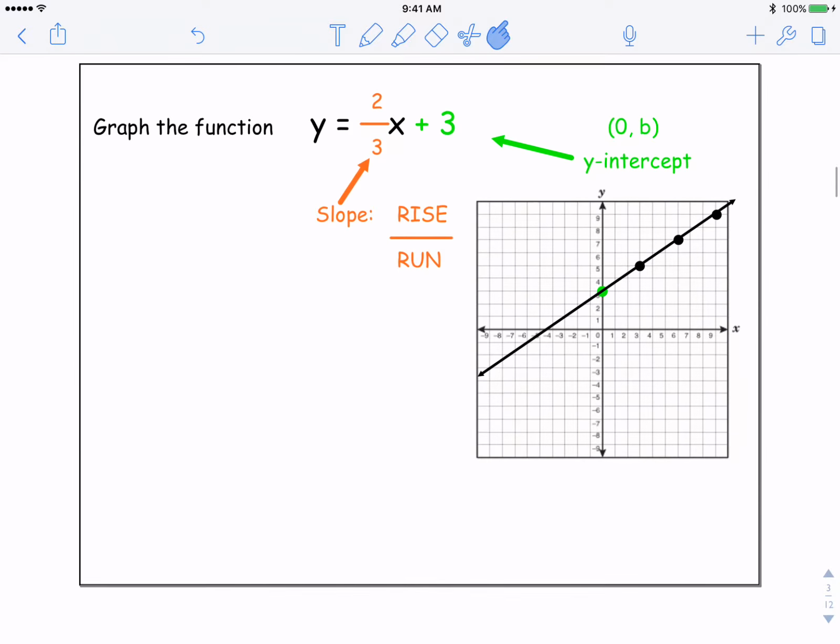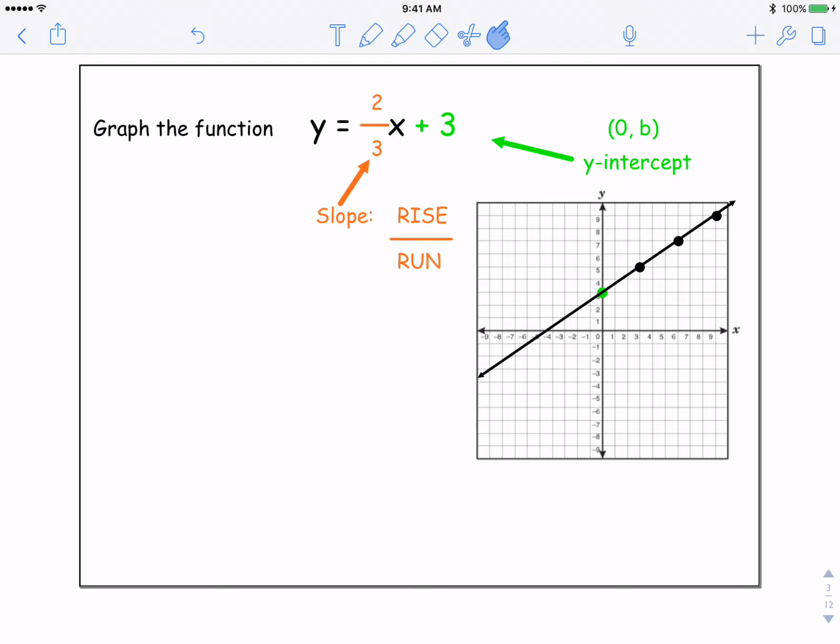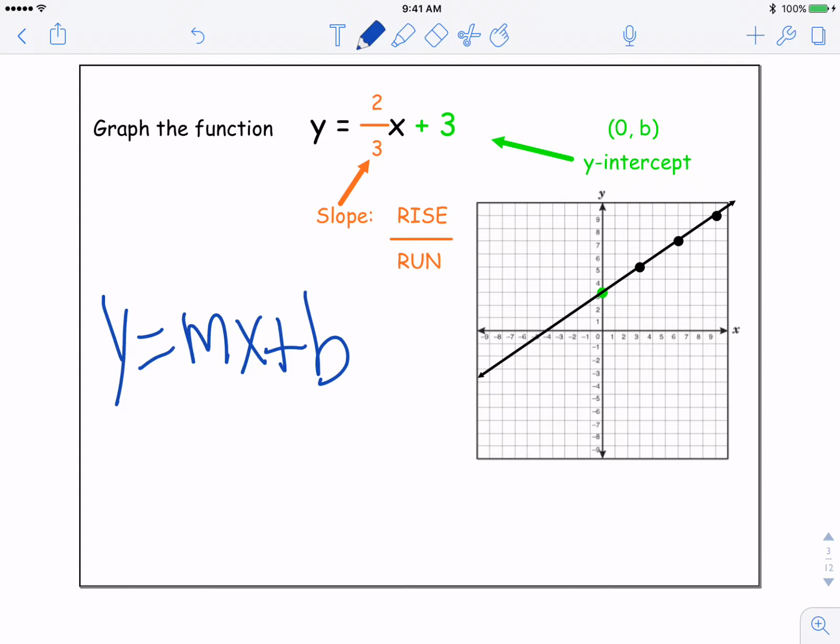So for our first example, graphing the function y equals 2/3 x plus 3. You can see in this equation that the 2/3 is the m value. That is our slope, which is also the rise over run. The plus 3 in green is the y-intercept. That is the b value. Because remember, we're following this form of y equals mx plus b, where the number that's attached to the x is the slope, and the number that's added on at the end is the y-intercept.